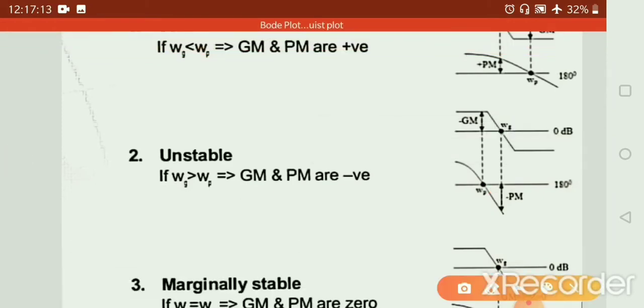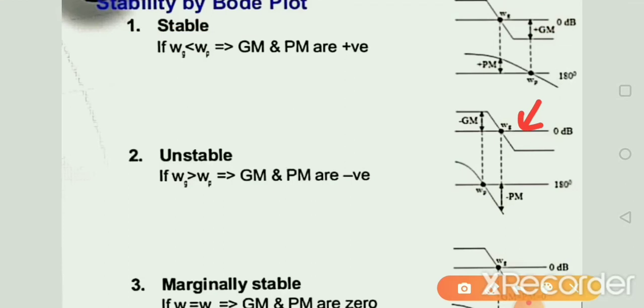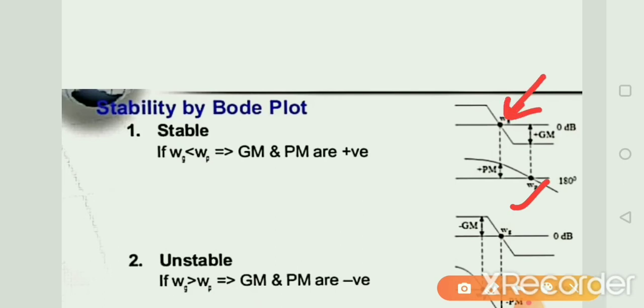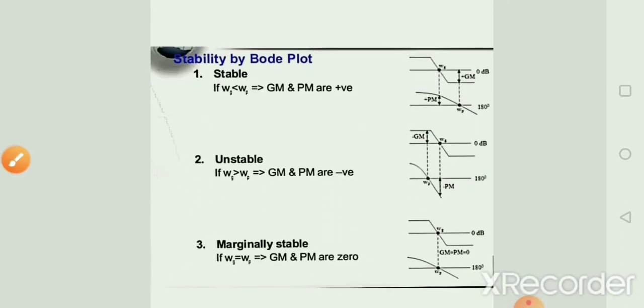Here the gain cross frequency is greater than the phase cross frequency. Here you can see the gain margin and phase margin are negative. And here you can see the phase cross frequency is greater than the gain cross frequency, so the phase margin and gain margin are positive. So these are our stability criteria.